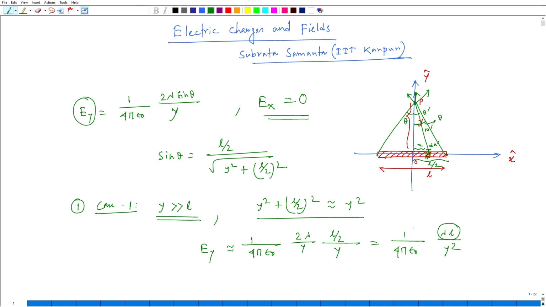This lambda L is nothing but the total charge of the rod, because lambda is the linear charge density and q is the total charge. Since it is a uniform charge density, we take lambda outside of the integral, and the integral of dl becomes the length, so we get lambda times L. Now we plug this value into the expression.